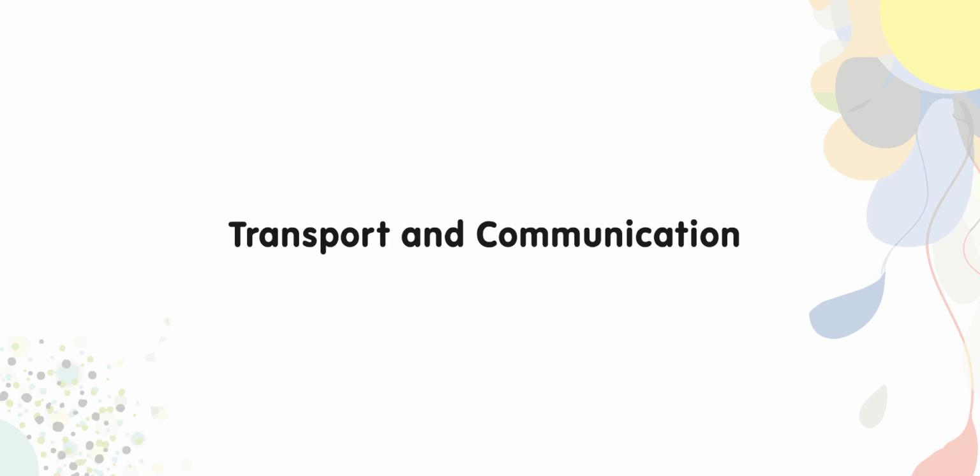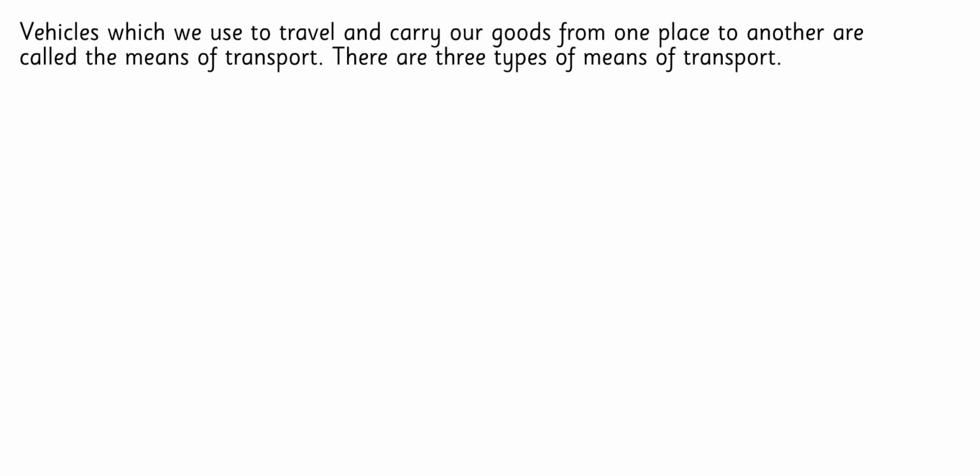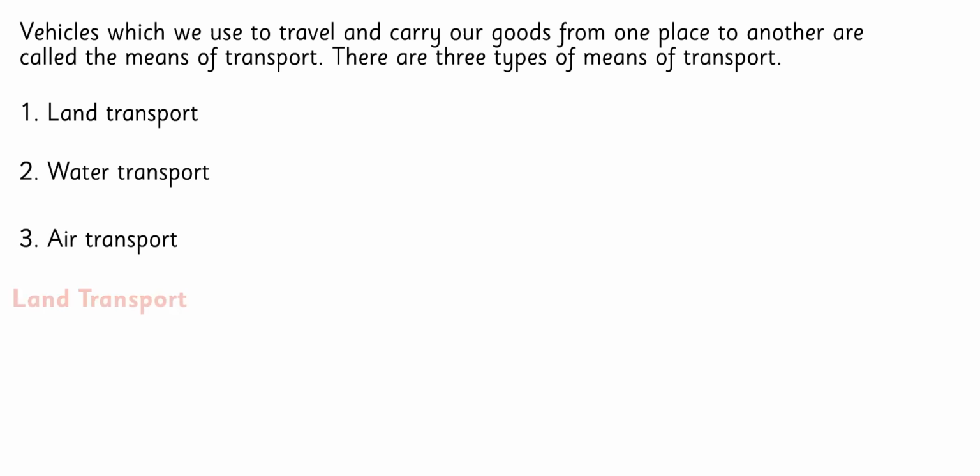Lesson 12. Transport and Communication. Vehicles which we use to travel and carry our goods from one place to another are called the means of transport. There are three types of means of transport: land transport, water transport, air transport.